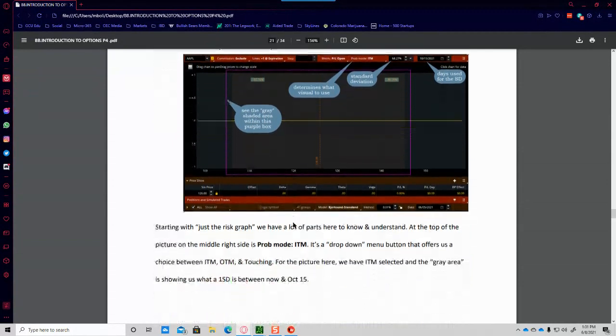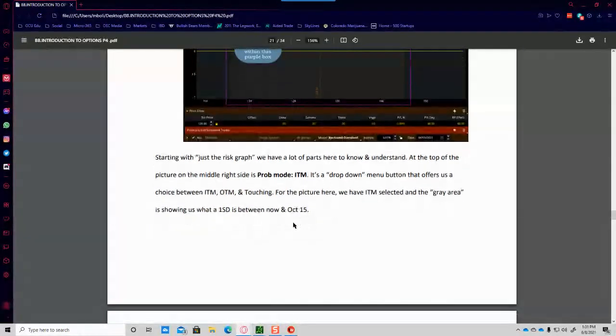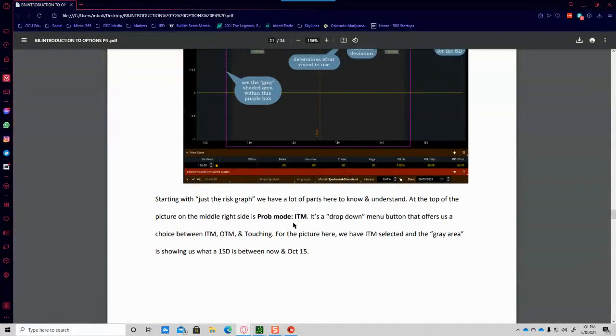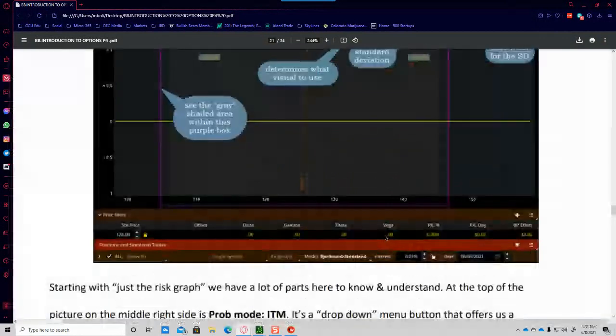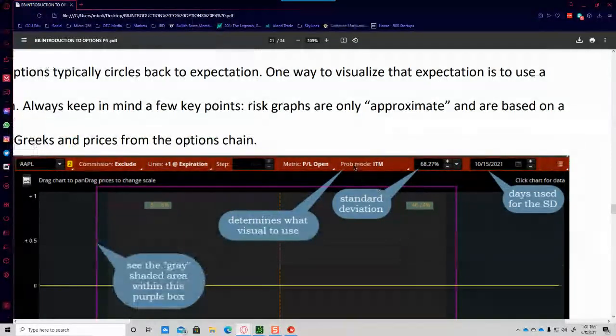So we really just want to start with a risk graph. Where is the zero line? Where's the profit side? And where's the loss side? Now on Thinkorswim, at the top of the page, when you're in the risk graph, you'll notice it has probability of in the money.